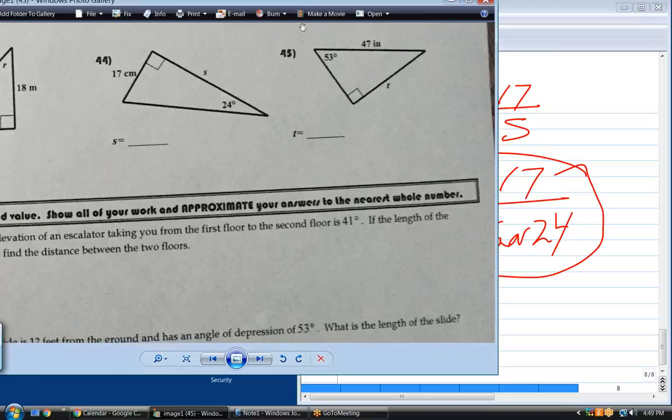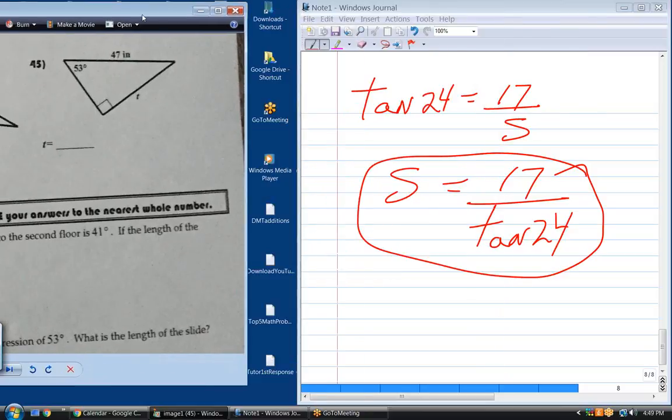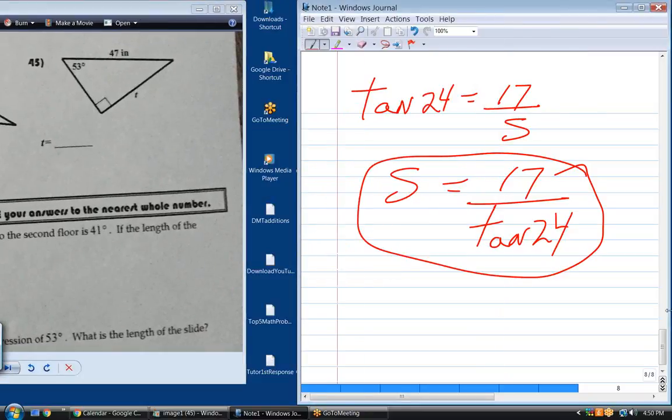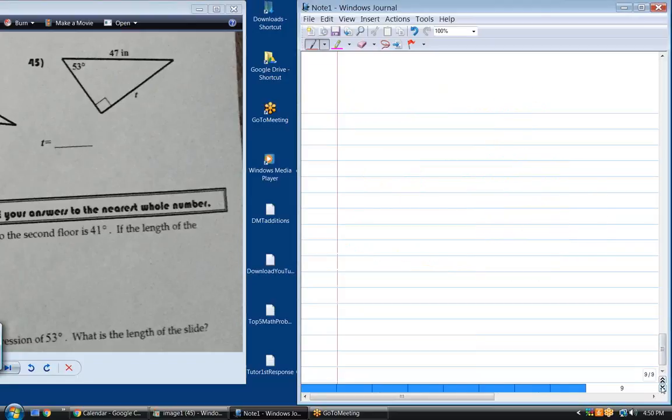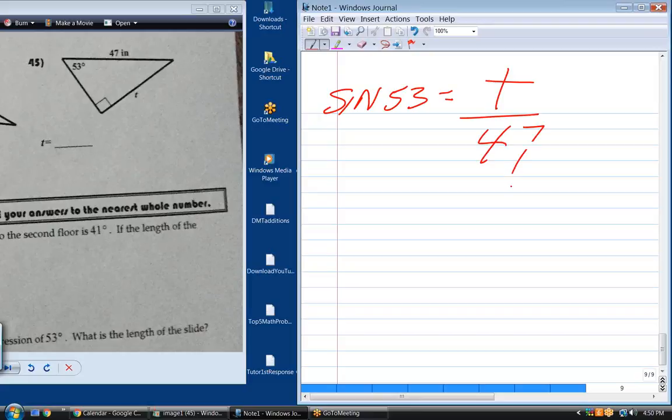All right. Equation for 45. This one will be sine of 53 equals t over 47. Which is particularly easy because it's only one step. Multiply both sides by 47.